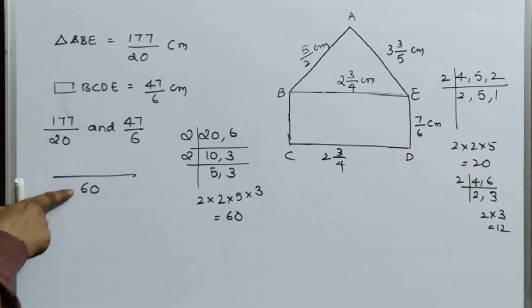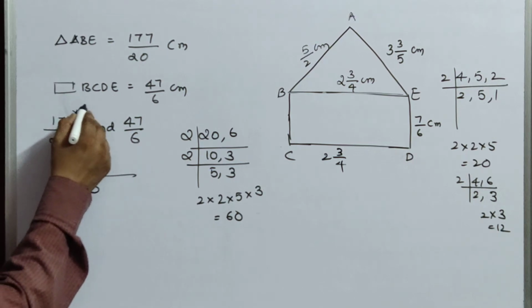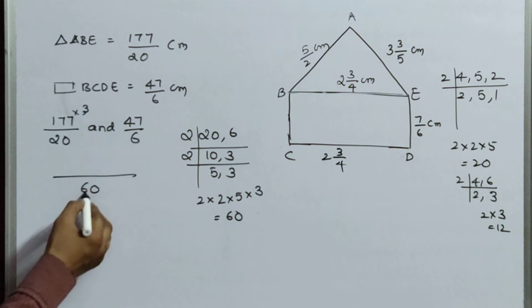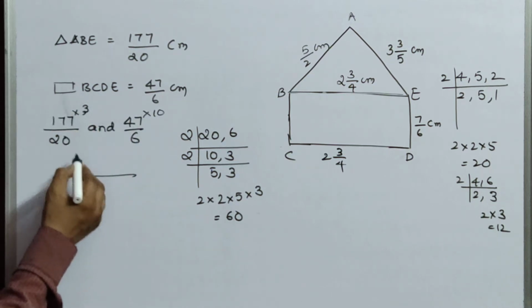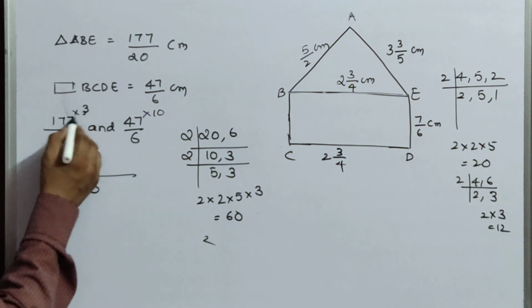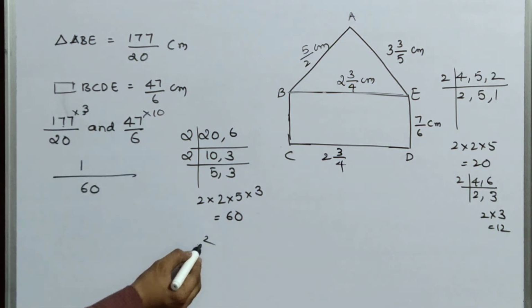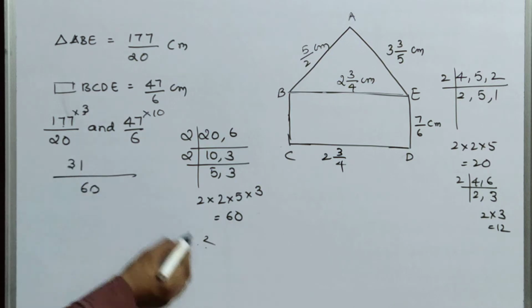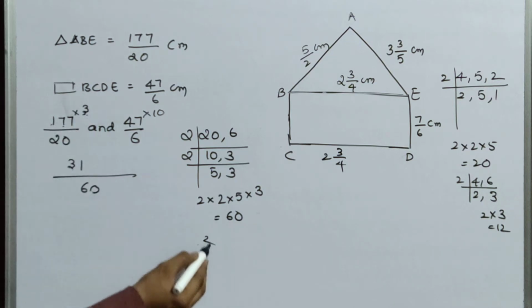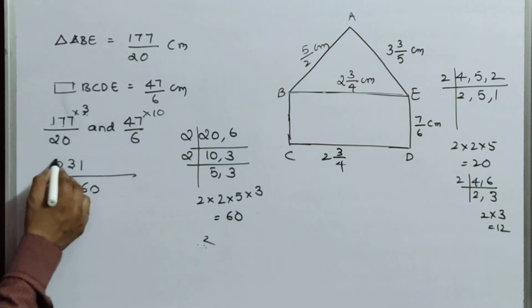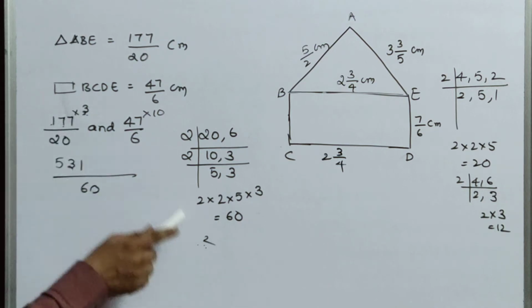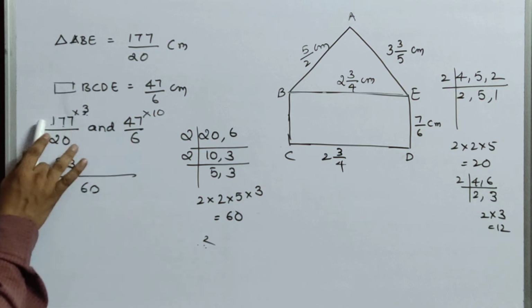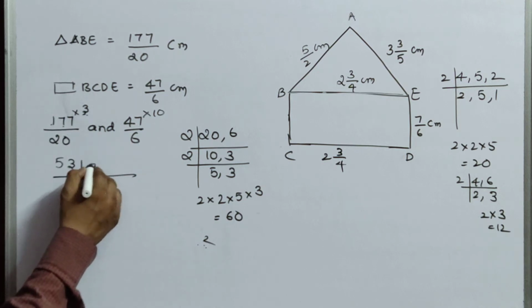20 table 60, how many times? 3 times. 6 table 60, how many times? 10 times. 3 7s are 21, 22, 23, carry 2. 3 1s are 3, 3 plus 2 is 5. So we get 531.